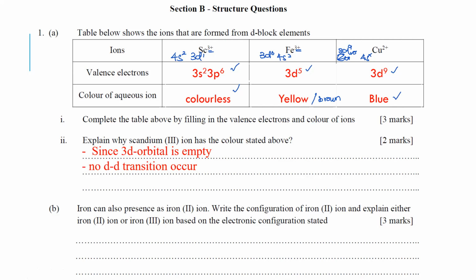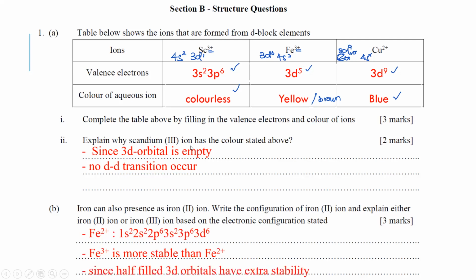B, iron can also be present as an iron(II) ion. Write the electronic configuration of the iron(II) ion, and explain whether iron(III) or iron(II) is more stable based on the electronic configuration. Fe2+ has 1s2 2s2 2p6 3s2 3p6 3d6. So Fe3+ is more stable than Fe2+ because the half-filled d orbital has extra stability. So this is how we are going to explain question number 1. Hopefully you all can understand how to answer it.